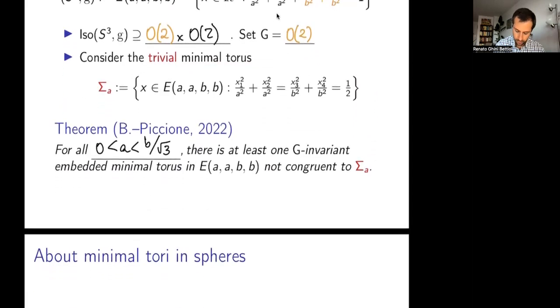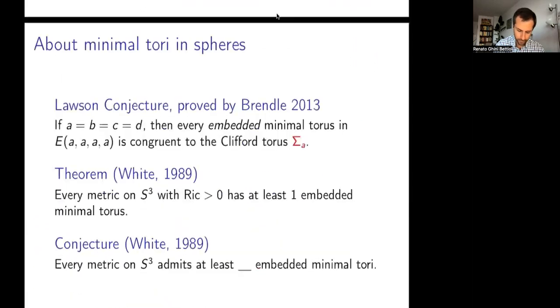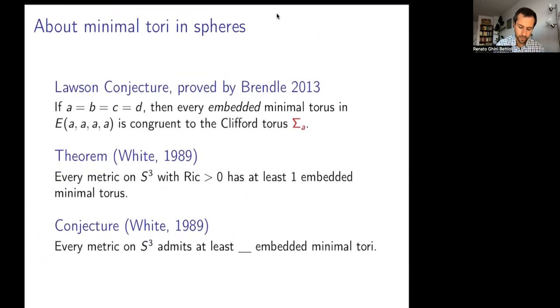Okay, and there's at least one other solution. Okay, so a few points about minimal tori in spheres. Of course, a very celebrated result was the proof of the Lawson conjecture by Simon Brendle, that on the round sphere, there's only the Clifford torus, right? Every embedded minimal torus is congruent to the Clifford torus, so that's the only solution.